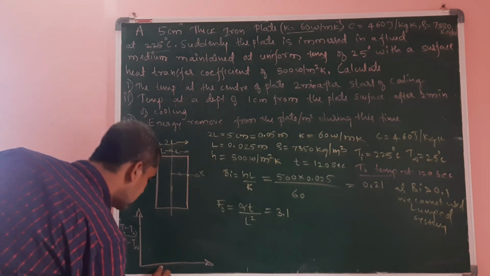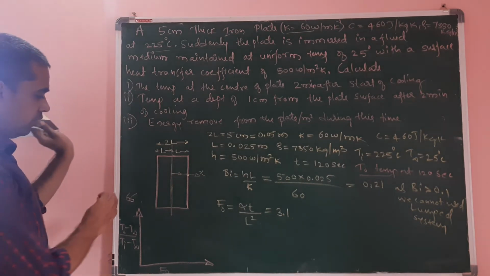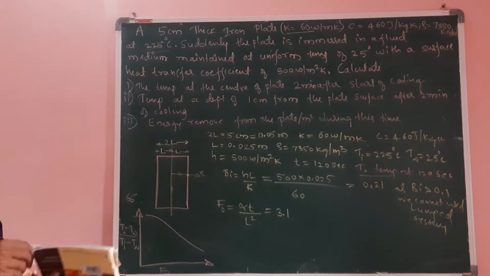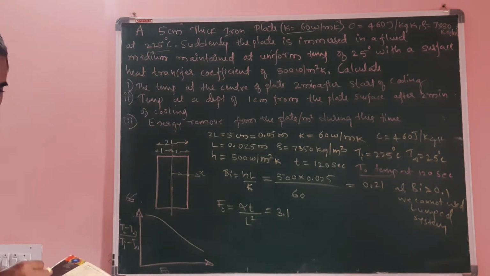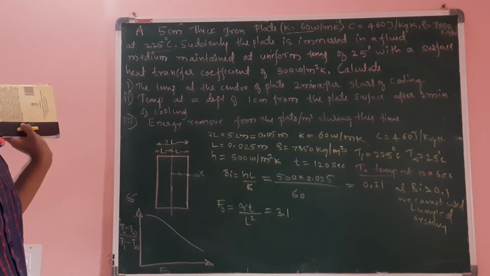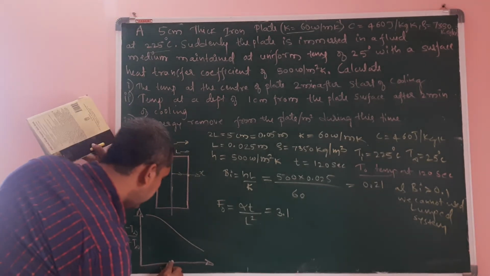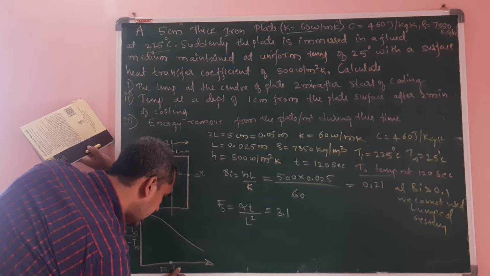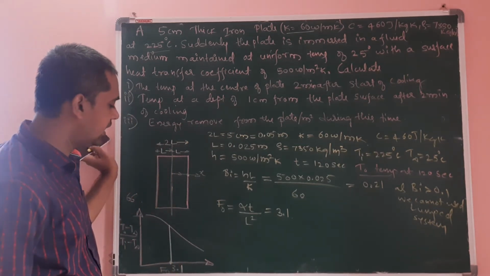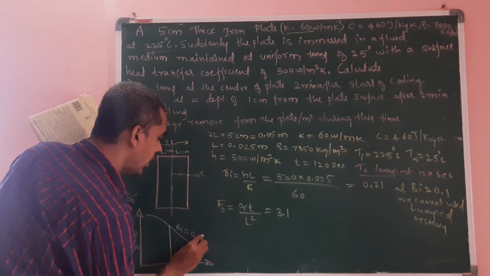The horizontal axis is the Fourier number. In this chart there are lines of constant Biot numbers. Therefore, what you have to do: you know the Fourier number as 3.1. From that 3.1 on the Fourier number axis, you have to draw one vertical line till it intersects the line where the Biot number is equal to 0.21.